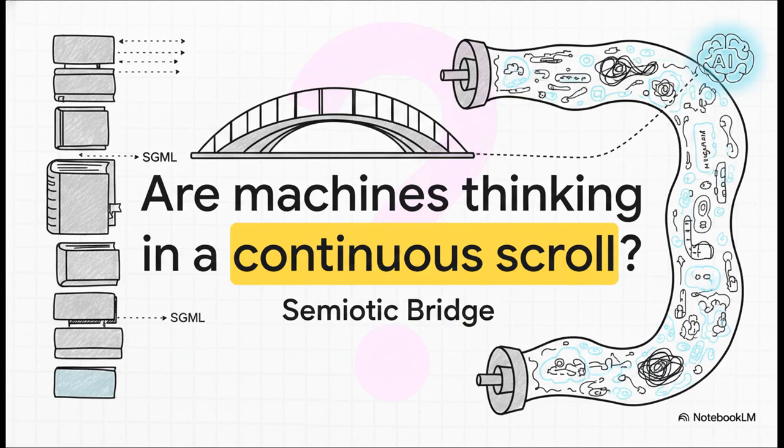We spent centuries breaking text into discrete chunks, from the codex to the Pecia system all the way to the digital DOM. But is the modern AI stream finally allowing machines to think in the continuous scroll of human imagination? Are we finally crossing back over the semiotic bridge, leaving the discrete page behind to reunite with the flowing river of human thought? It's a massive paradigm shift to consider.